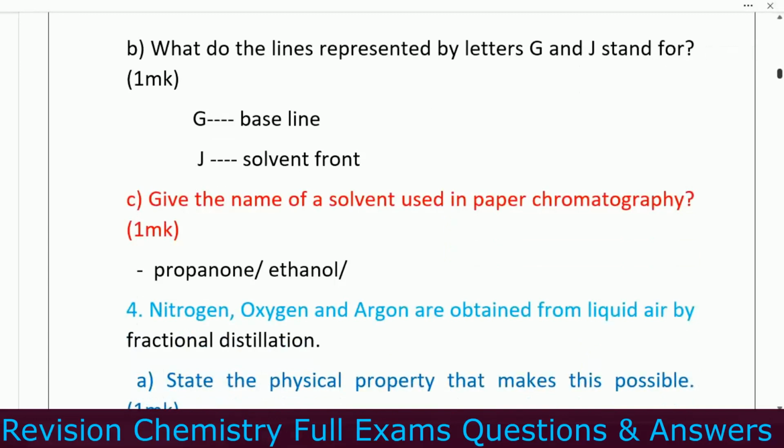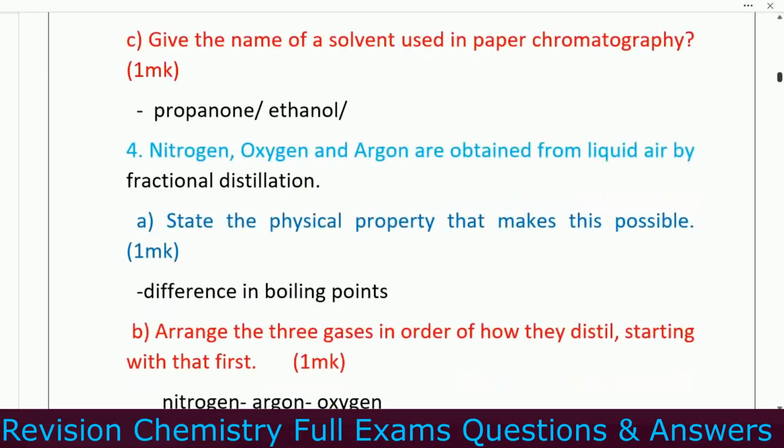We go to the next one. What do the lines represented by letters G and J stand for? There was a mistake on this question because we don't have the picture. We go to C. Give the name of a solvent used in paper chromatography. Name of the solvent, that one is propanol or ethanol.